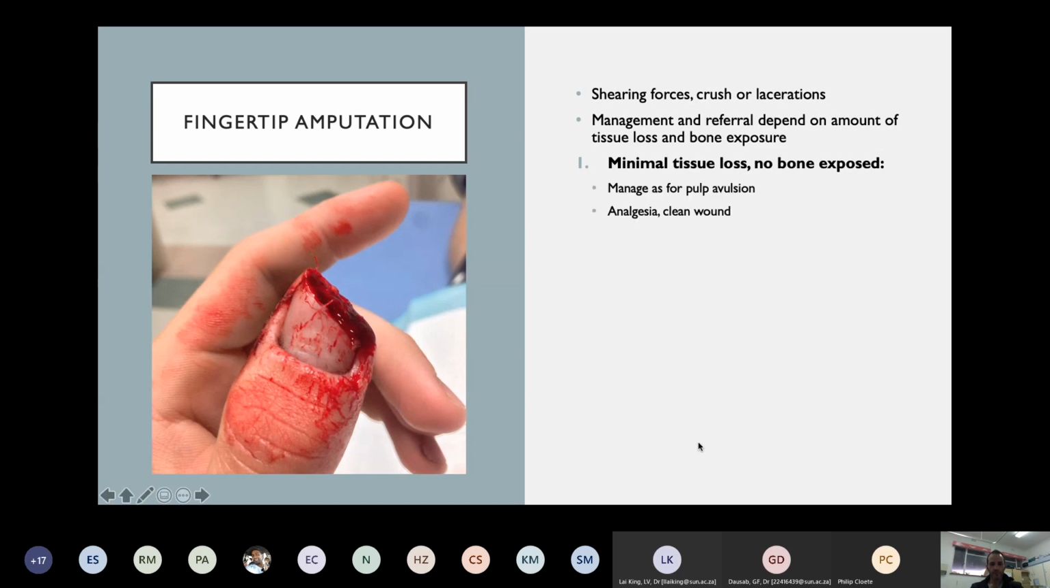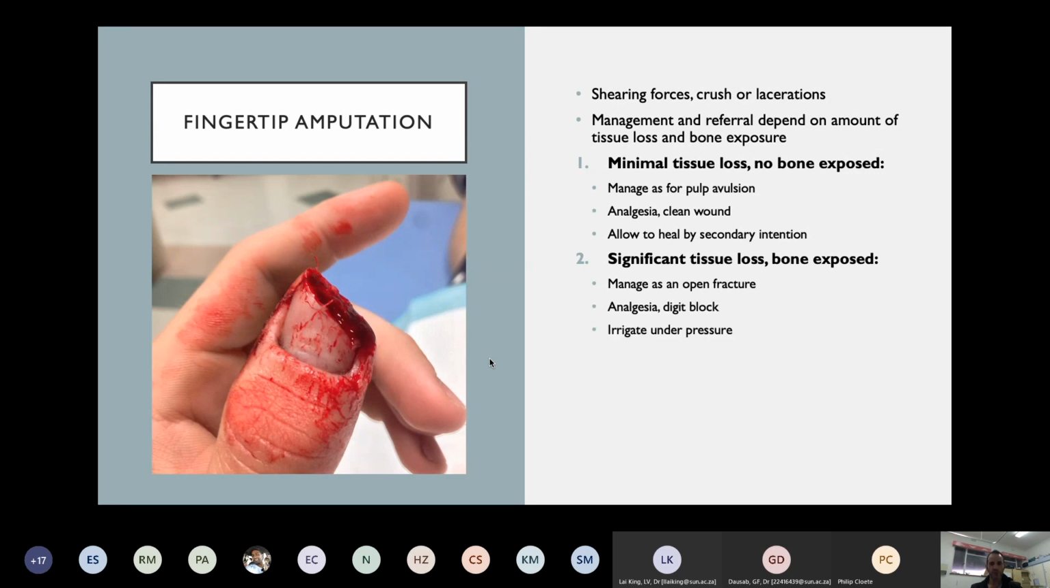So we manage them as a pulp avulsion, so give them analgesia, make sure the wound is clean, update their tetanus immunization, and we leave these wounds to heal by secondary intention. Okay, so because the epithelium is still intact around the sides, these would generally heal quite well with very minimal scarring. Because in this case, the nail bed is still intact, that nail should grow normally in a couple of months' time. If there's significant tissue loss or bone is exposed, you need to manage these as an open fracture.